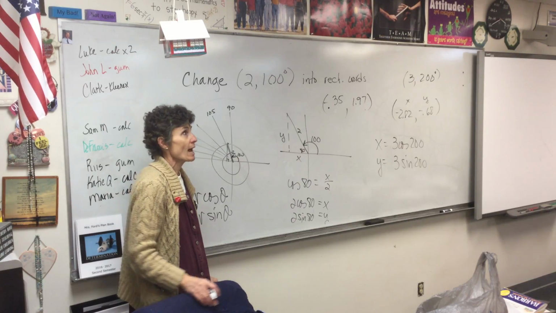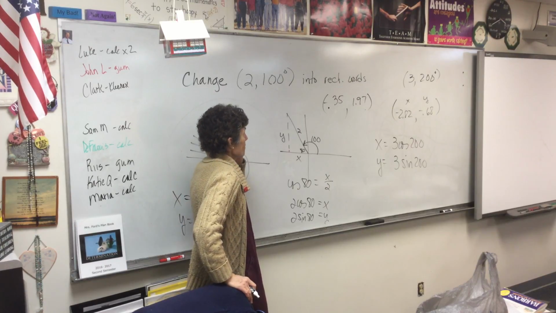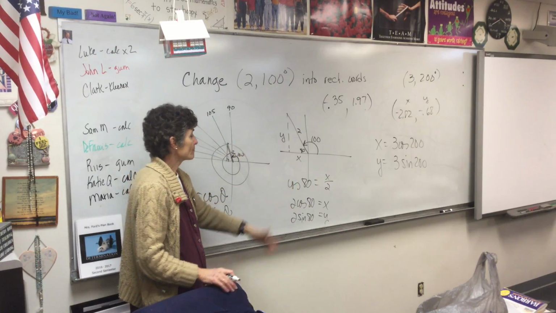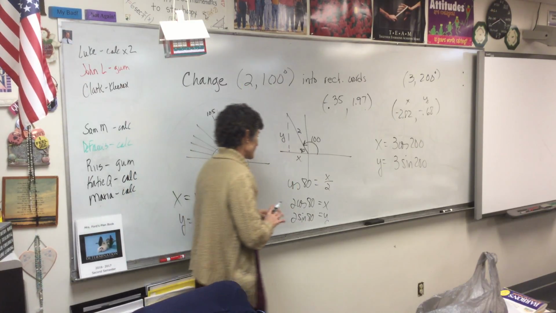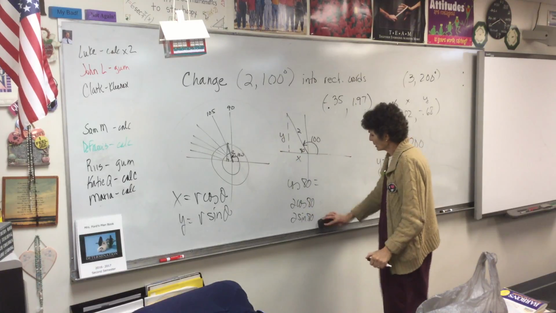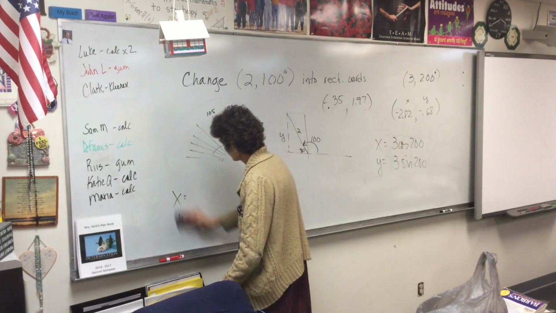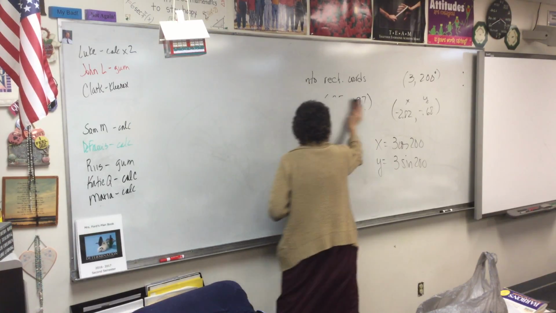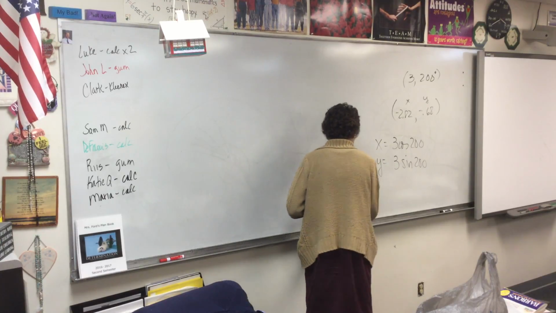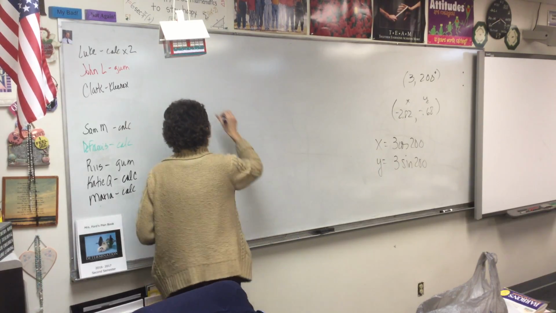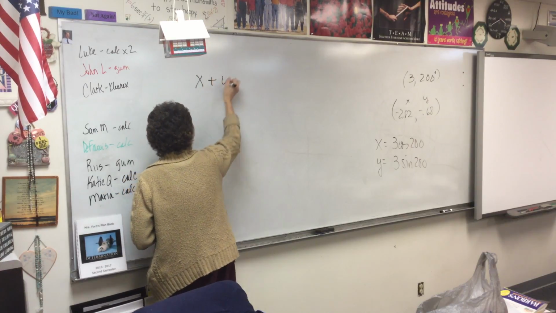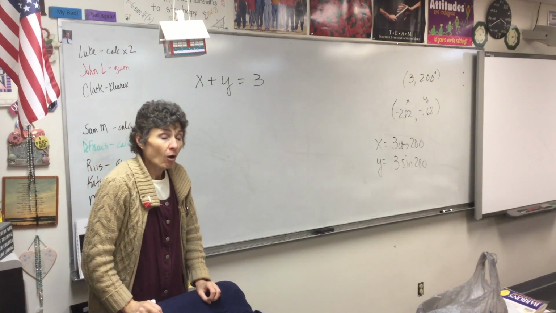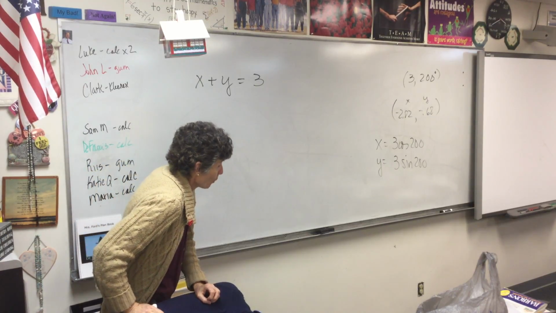All right? So now we have changed from rectangular coordinates, that's X comma Y, into polar, and from R comma theta into rectangular coordinates. So now we're going to do the same thing, but we're going to do it with equations. So let's take a look at this equation. Let's say we have the equation X plus Y equals 3. That would be called a Cartesian equation.